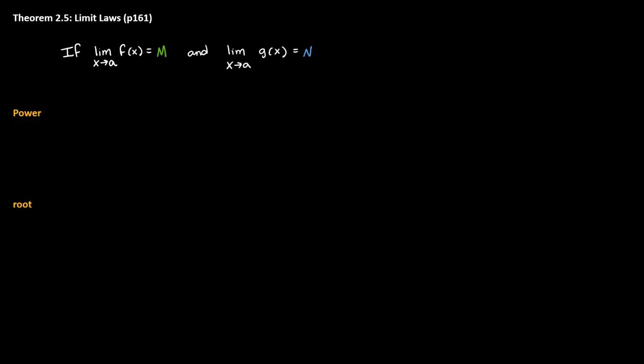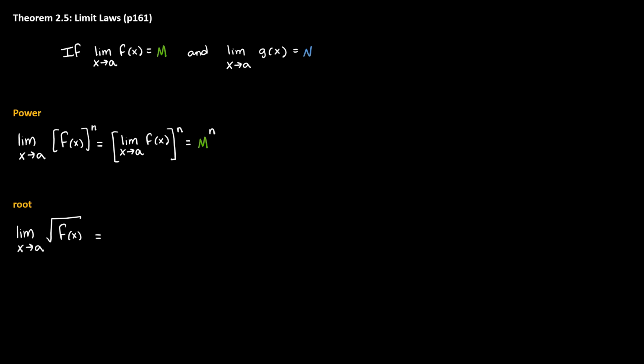We have two more rules here to look at. That's the power rule and the root rule. The power rule says that if I'm looking at the limit of a function which is being raised to an exponent, I can sneak the limit operator inside of that exponent, and now that I have the limit of f isolated, I can do this replacement where I pull out the limit of f and replace it with m, the limiting value. So the limit of f raised to the power of n is the same thing as taking the limit of f, which is equal to m, and then raising it to the power of n.